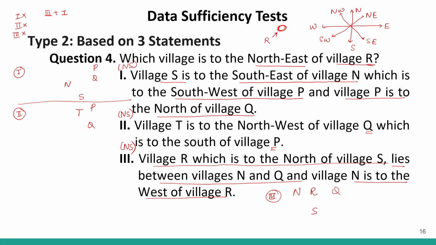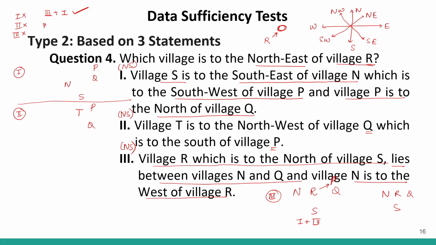If I combine these, I can see N, S like this, and Q like this. So this is being followed. Now we know that P is to the north of Q. So P will be somewhere over here. If P is above Q, I can clearly see this is in the northeast direction from R. So based on statements 1 and 3, I can find the answer. Correct? So this is based on 1 and 3.